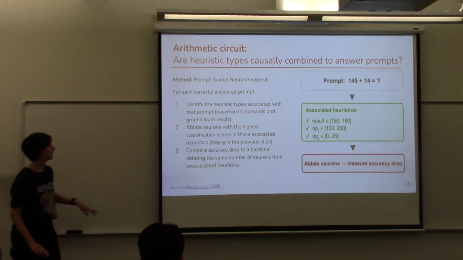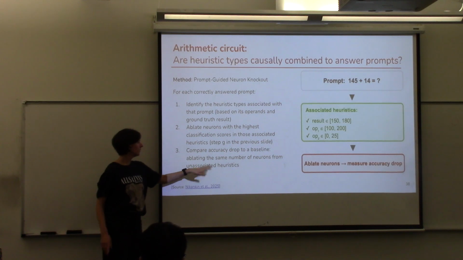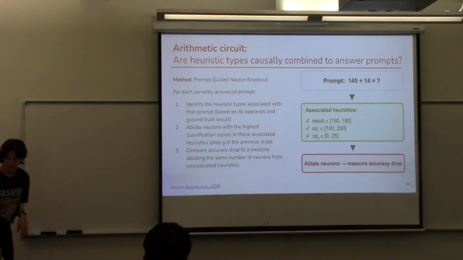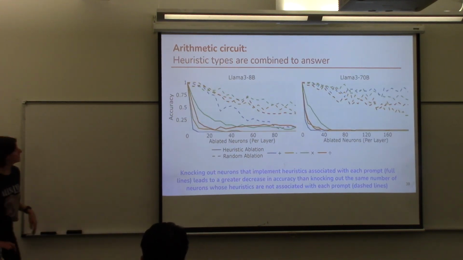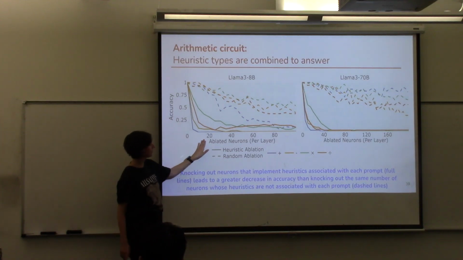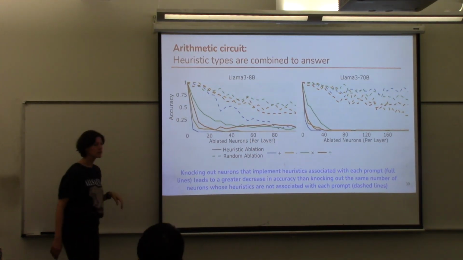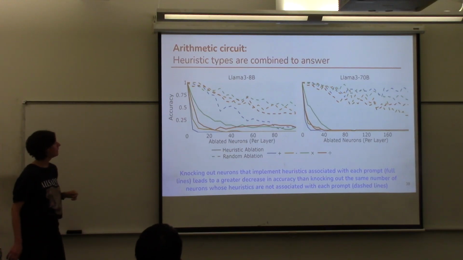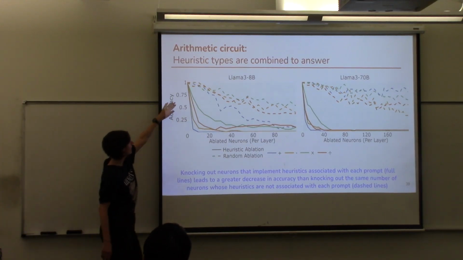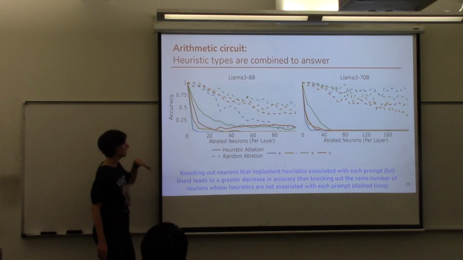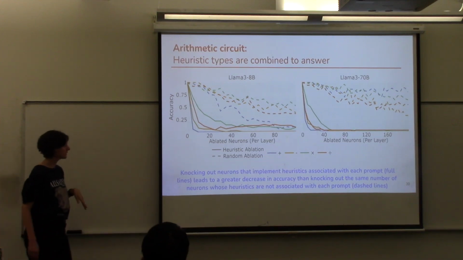We can then compare accuracy drop to a baseline. We can ablate neurons and see what's going on. Okay, so here on the x-axis, we're seeing the number of neurons that are ablated. And here you can see the accuracy when those neurons are ablated.